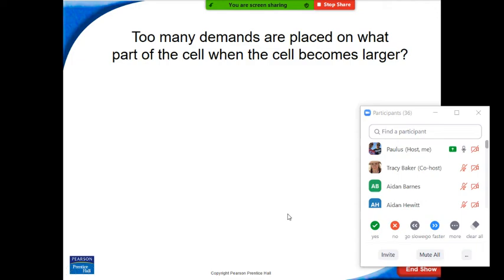Too many demands are placed on what part of the cell when the cell begins to get larger? Give me some sort of a symbol. Throw up a thumb up or a thumb down or a clap, or just simply unmute yourself, wait a second or so, and then give me an answer if you'd like to participate.